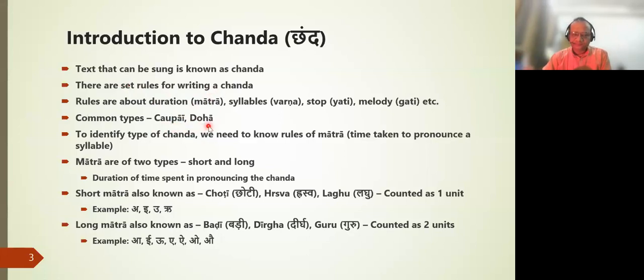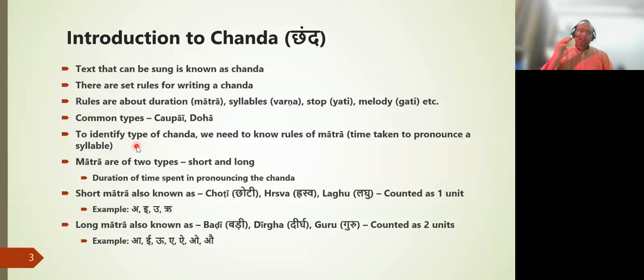To identify a type of chand, we need to know the rules of matra. In the previous classes we asked you to learn how to identify a meter, how to identify a chand. So we gave you some ideas: there are 19 syllables in Shardul Vikridit, and there are 8 plus 8 plus 8 plus 8, that is 32 syllables, in Anushtup Chand.